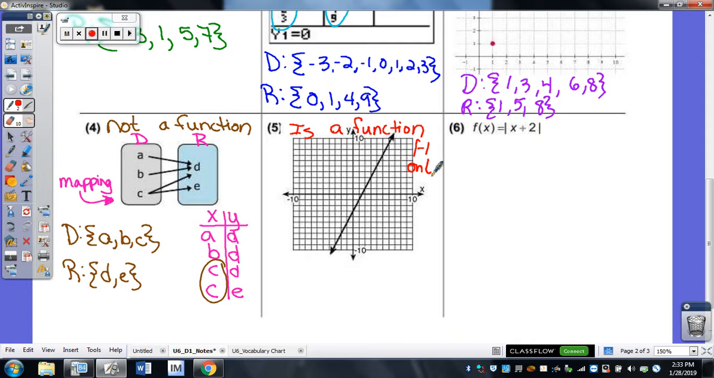You have to write all 3 of those? Yes, onto. Yep. You won't always have to. Sometimes they'll just simply ask, is it one-to-one? Is it onto? I keep writing it just to get you to keep thinking about it right now. Okay.